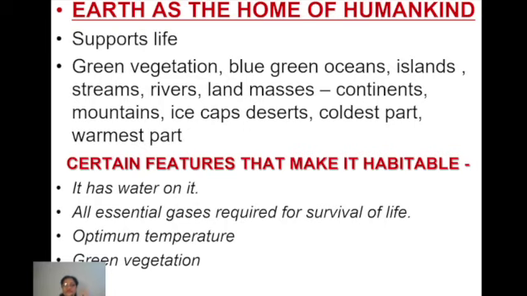First. Number two is it has got all essential gases in the atmosphere which are required for the living beings for their survival. Then number three is the optimum temperature. Because of such a position, right? It is neither too close to sun nor too far off from the sun. So it has got an optimum temperature condition, which is again suitable for maximum living beings. Okay, and another thing is the green vegetation which we were discussing just now. So all these features make it a habitable planet where life can survive.